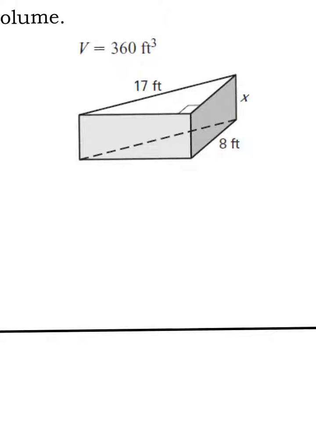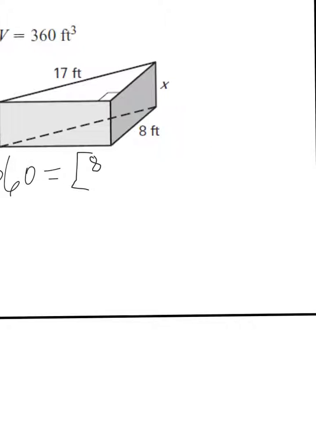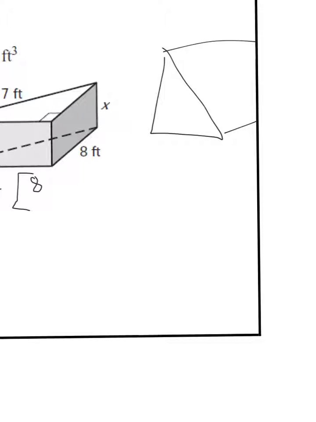This one, volume equals 360, and your big B is 1/2 base times height, or base times height divided by 2. So we have 8 times, well, I don't know. Let's see here. If you were to stand this prism up, it would look something like this, a three-dimensional version of that. So I'm not a good artist, but oh my god.